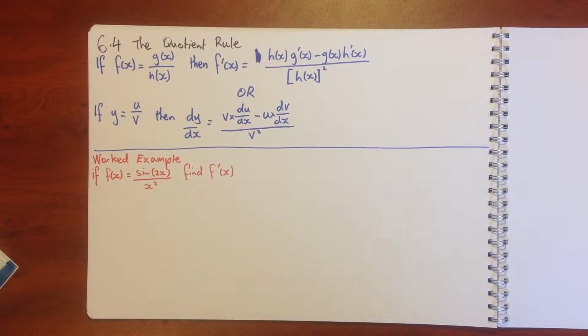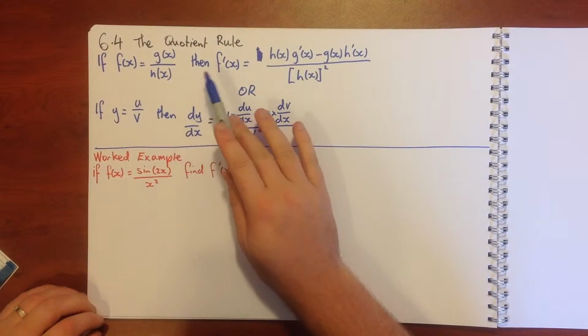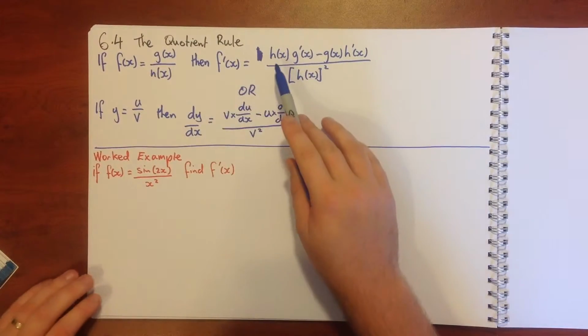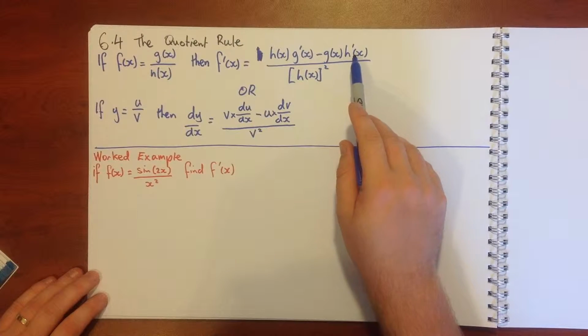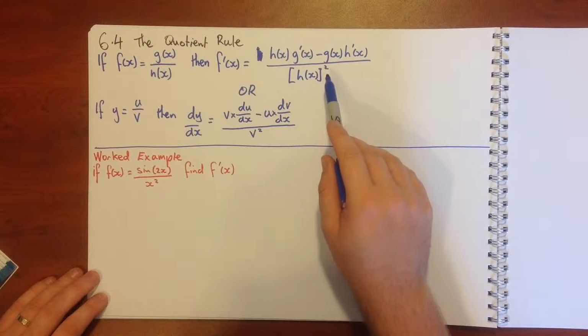Now, in this tutorial we're looking at section 6.4, which is about the quotient rule. We've had a look at the chain rule and the product rule already, so now we're into the last of our main big rules, which is the quotient rule. This time f of x is equal to g of x divided by h of x. If that's the case, then our derivative is equal to h of x times g dash of x minus g of x times h dash of x over h of x squared.